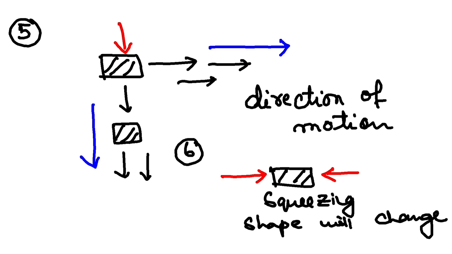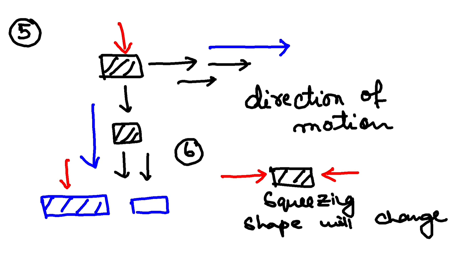A karate player, what he or she does, there is a plank of wood, right? A karate player will apply force from this direction and will break it down, isn't it? The plank will break into two pieces. That means what has happened? The shape of the wooden plank has changed. So by applying force, we can change the shape of an object also.